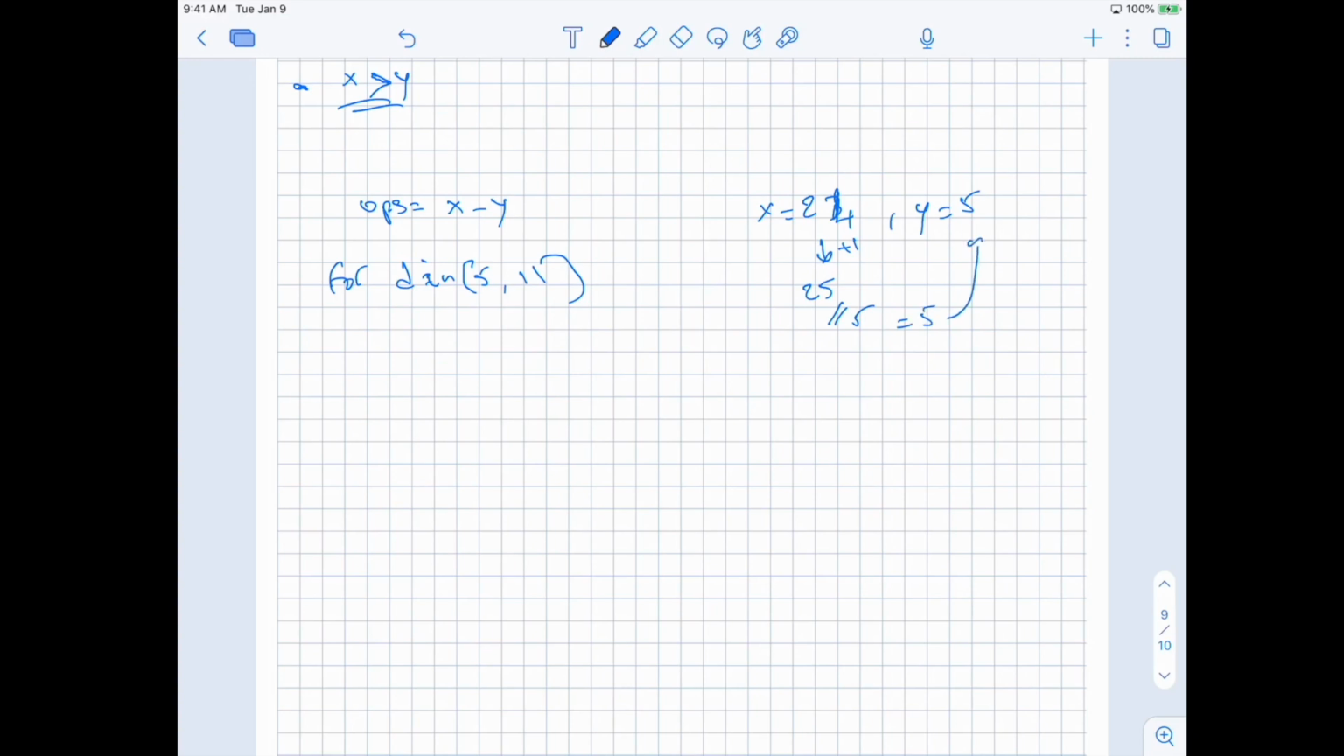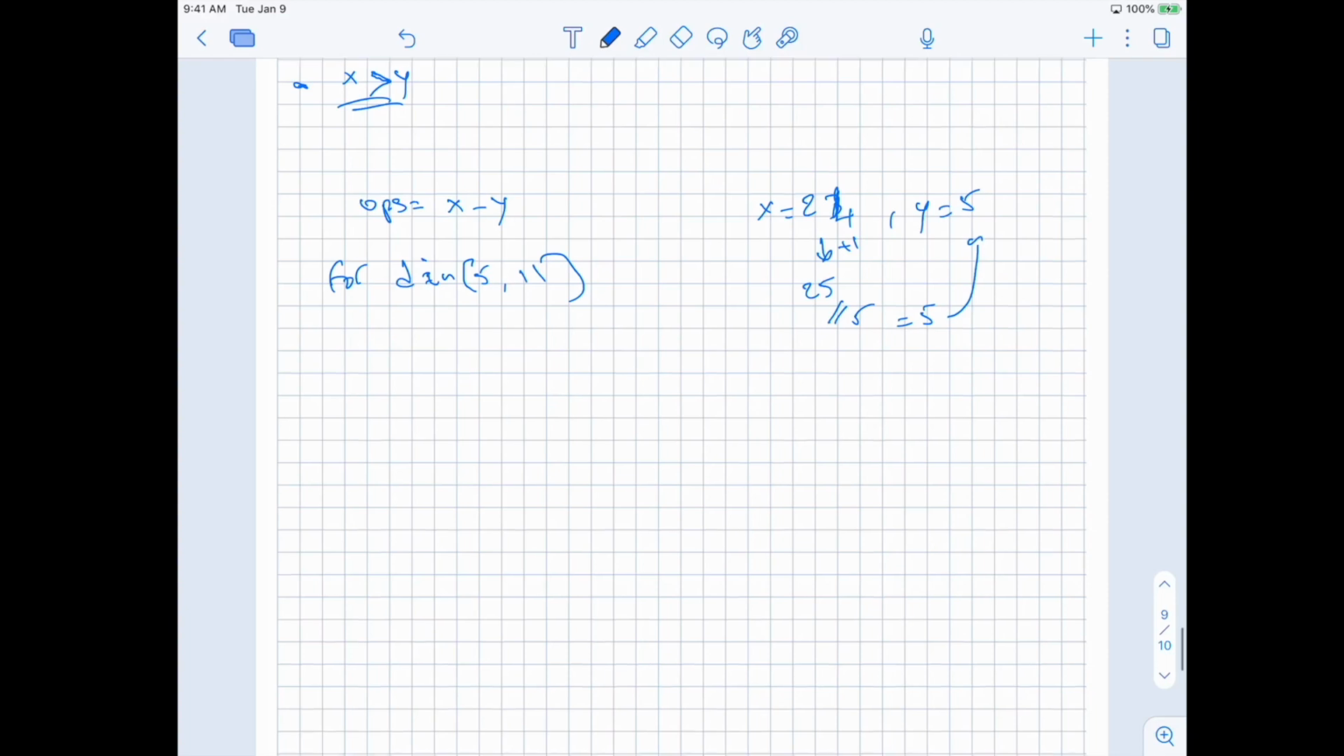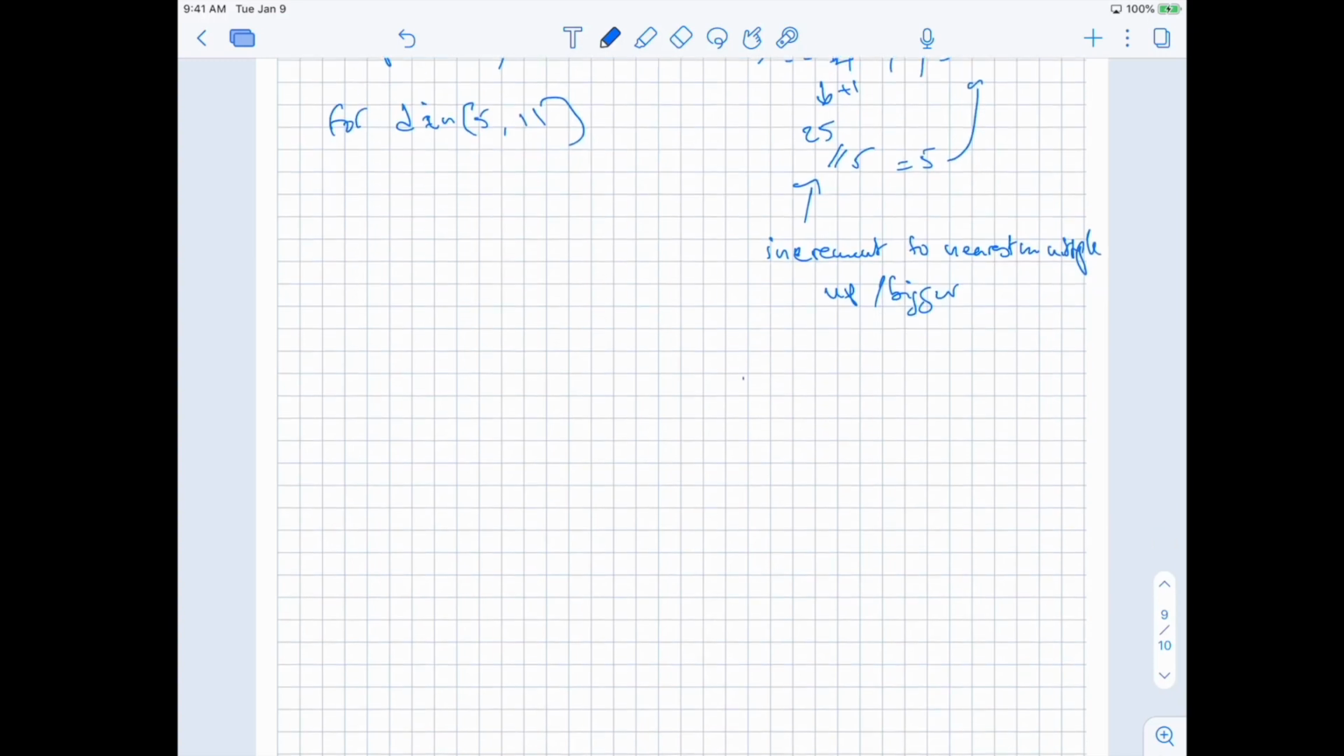So what is this? What are we doing here? Now what we are doing here is we are incrementing to the nearest multiple of d, but up, nearest up, not nearest down. So here basically we are incrementing to the nearest multiple up or bigger.